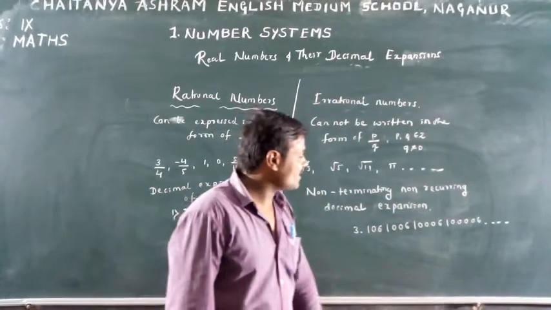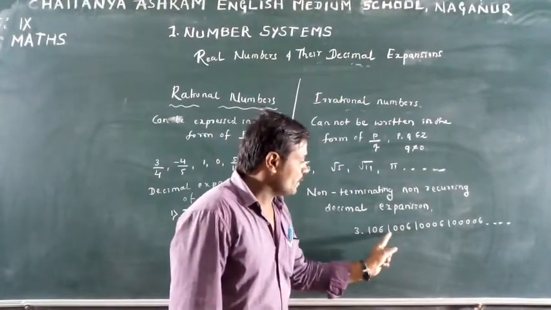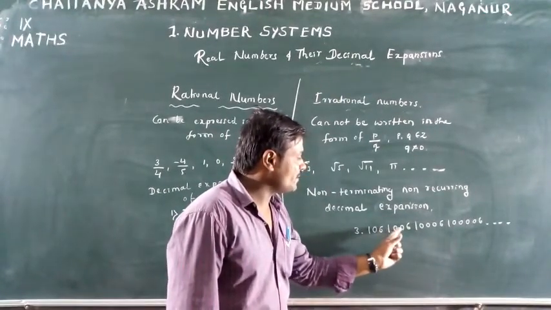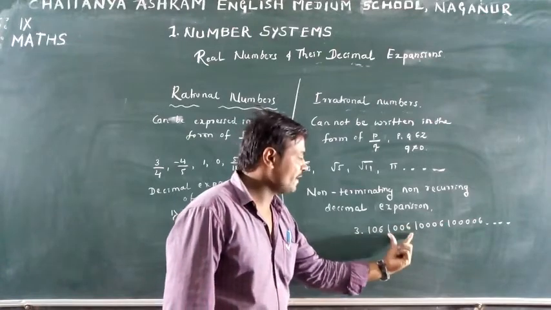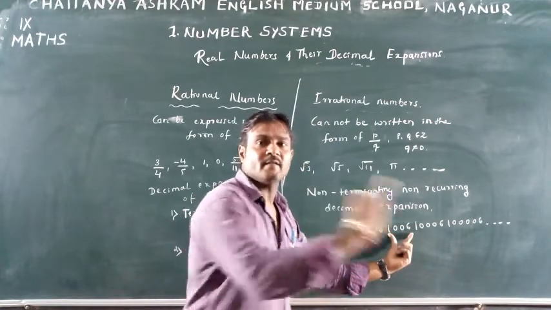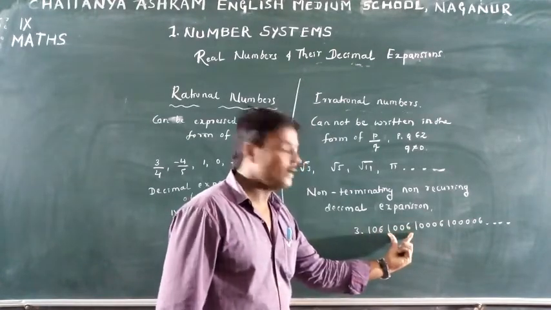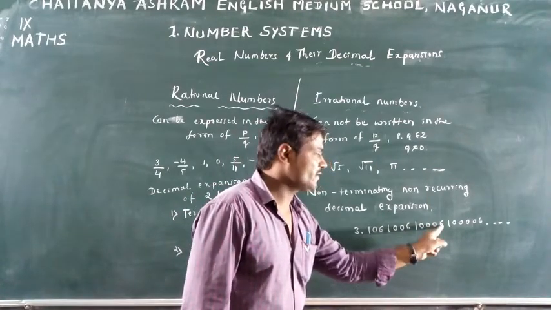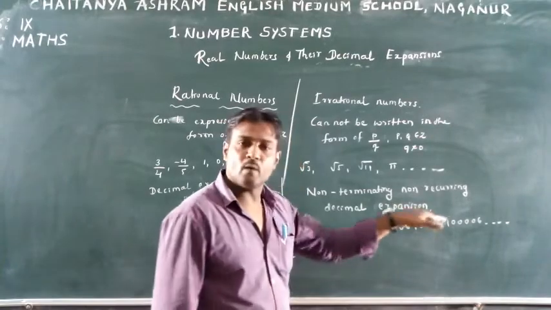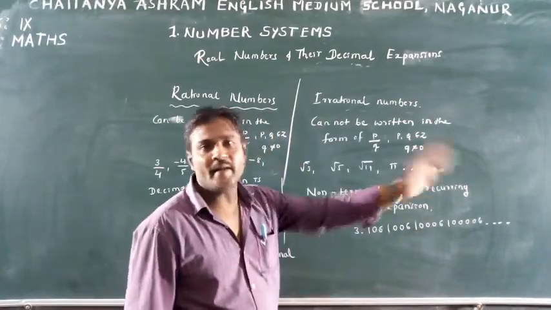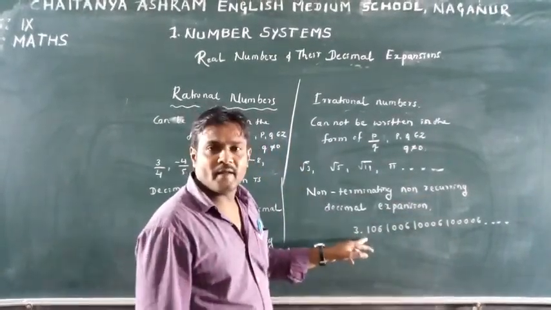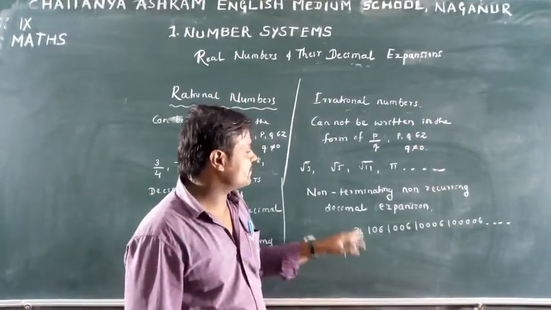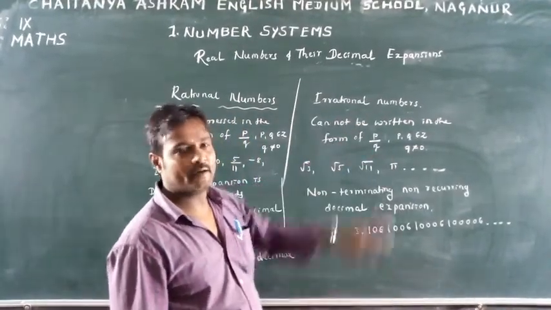If you consider the string 1006, the next string is not 1006. See here, that is 1006. So there is no repeating, there is no recurring. So this is non-terminating, non-recurring. So this is the decimal expansion of an irrational number.